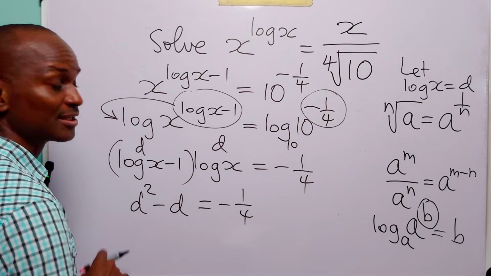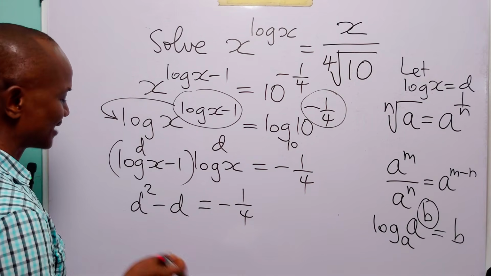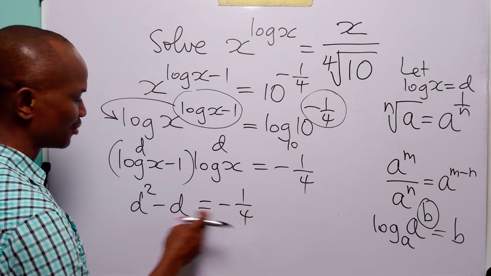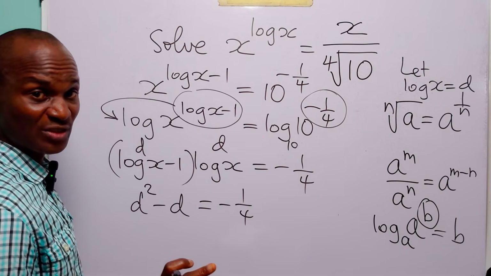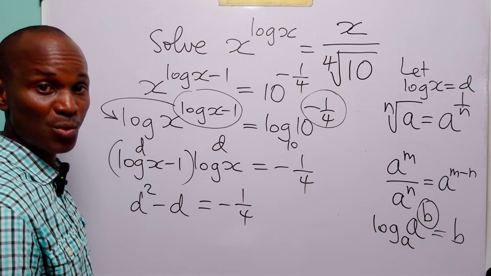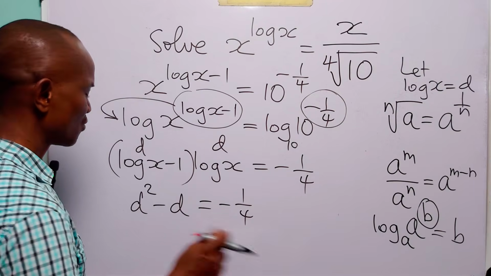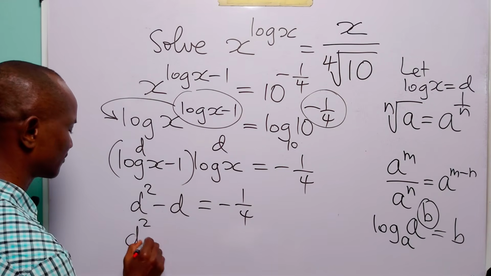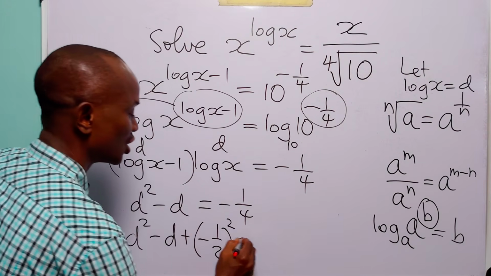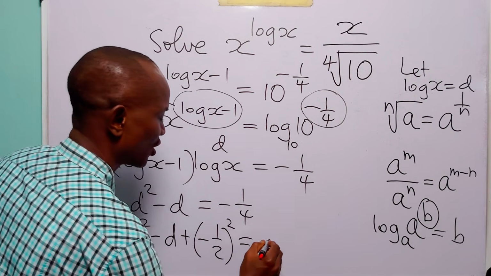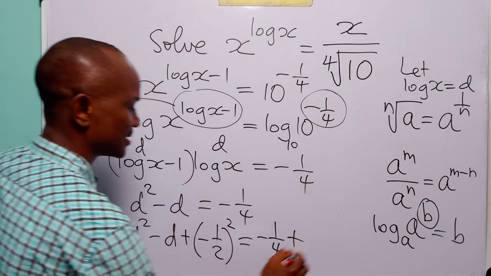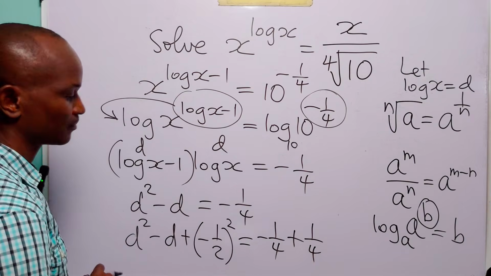To solve this quadratic equation, let us complete the square. And to do that, we are going to add the square of half the coefficient of d to both sides of this equation. What is the coefficient of d? It is minus 1. What is half of it? Minus half. The square of that is minus half squared. So we are going to add minus half squared to both sides of this equation. On the right-hand side, we have minus 1 over 4 plus minus half squared, which is 1 over 4.